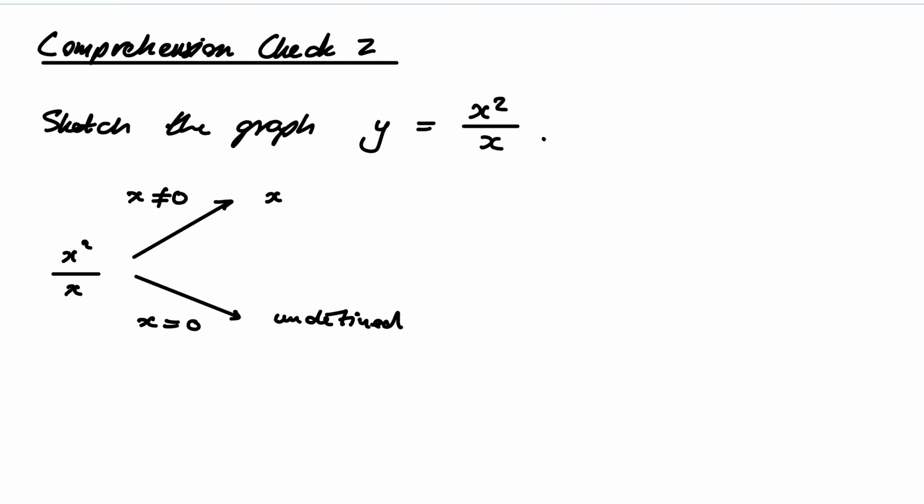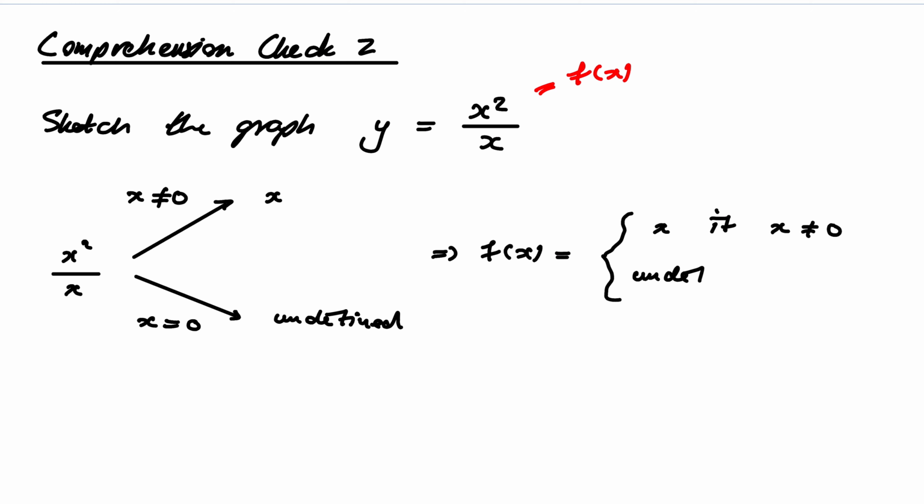So if this is f of x, let's say, the function you're dealing with is this rather strange function which is piecewise defined, really, and it's just x if x is not equal to 0, and it's undefined if x is equal to 0. So really all we've got to do is graph y is equal to x and then just remove a point at 0. So that's super weird, right?